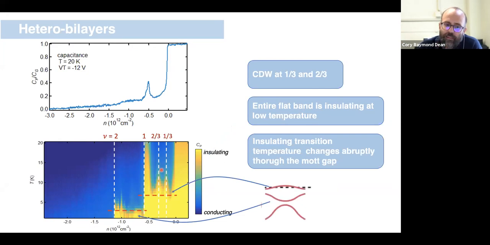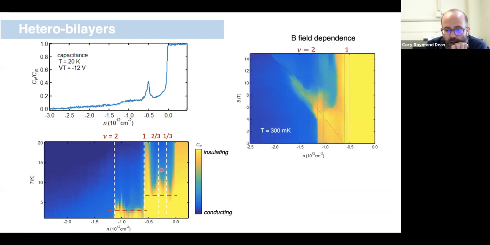The other thing we see is that the transition temperature over which the electrons localize onto this superlattice potential is different if we're below half filling versus above half filling. So we think that might indicate that this isn't just a pure single particle effect of electrons being trapped by the superlattice potential, but there may be some many body effect that's helping mediate that.